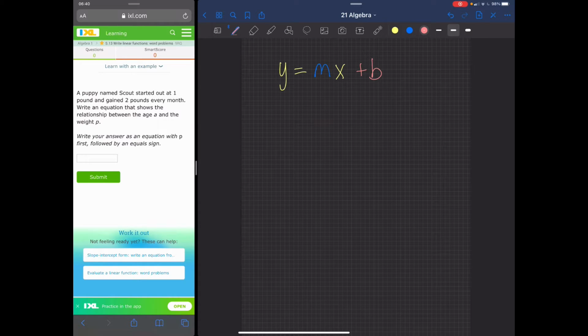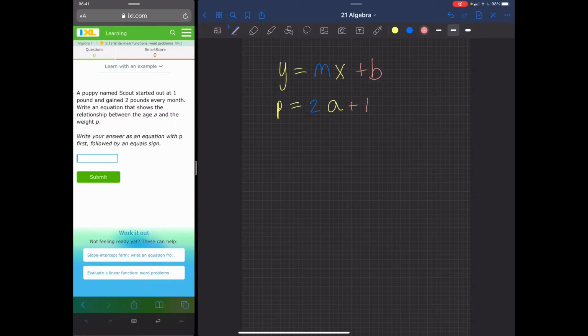And in this case, we're going to say that m is our constant rate of change or our slope, and b is going to be our starting point or starting amount. So let's go ahead and start our equation. So in this case, we're going to say P equals, the rate of change is 2 pounds every month. So that's going to be 2A, and then our puppy started out at 1 pound. So we're going to add plus 1.